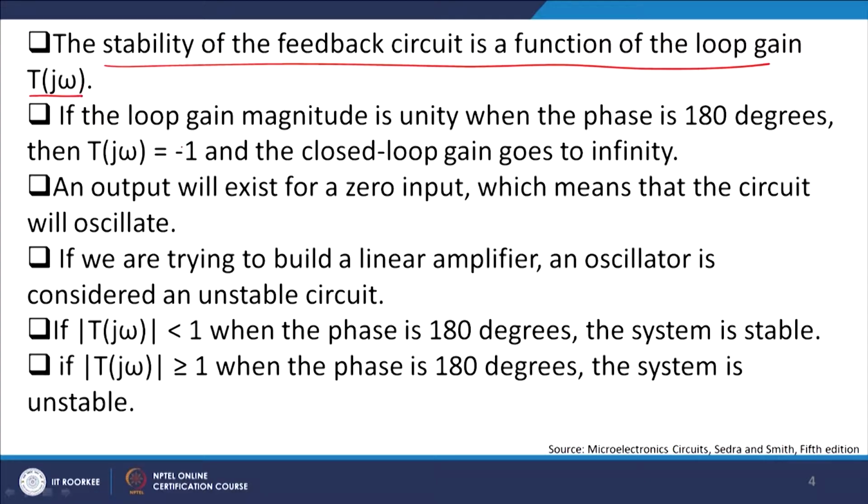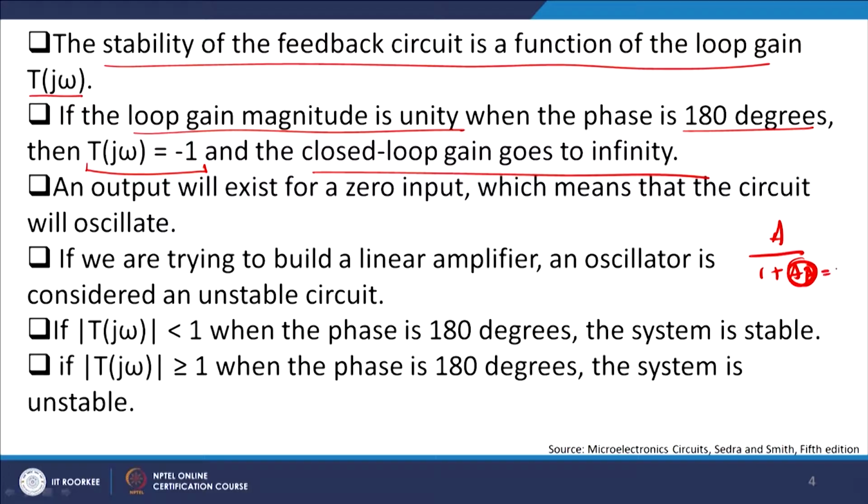Now, if the loop gain magnitude is unity when the phase is equal to 180 degrees, then as I discussed with you, T of j omega will be equal to minus 1 and the closed loop gain goes to infinity, right. Why? Because if you remember, it was A upon 1 plus A beta. So, now if your A beta happens to be exactly equal to minus 1, then I get A upon 0, which basically tends to infinity.